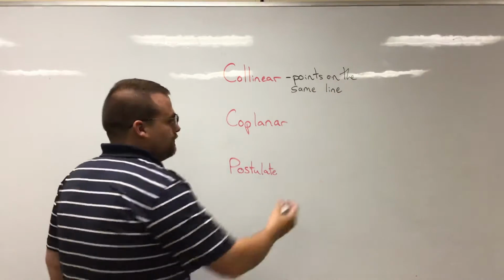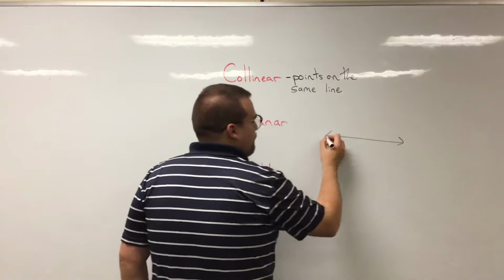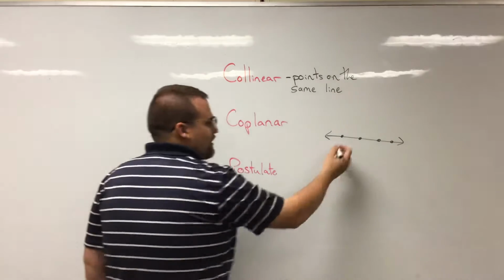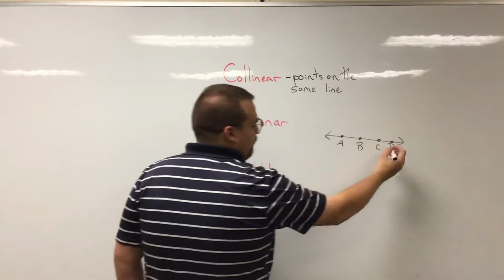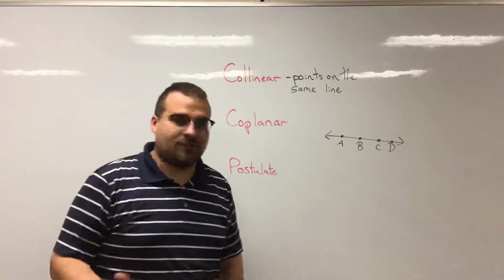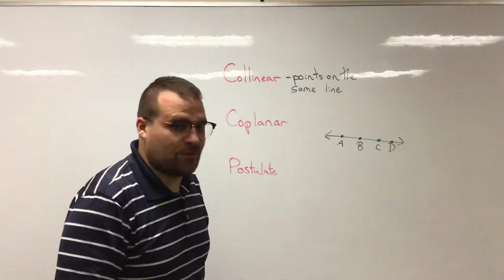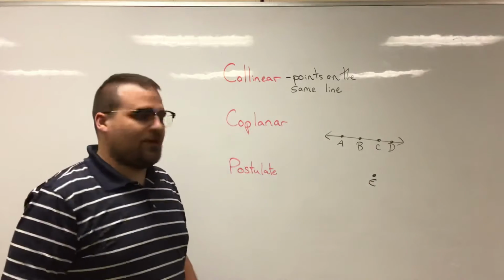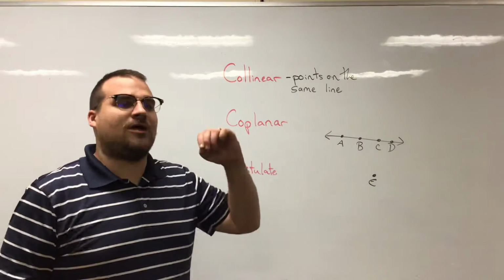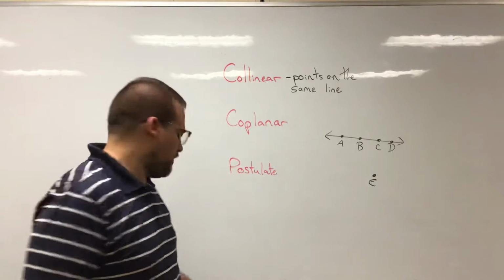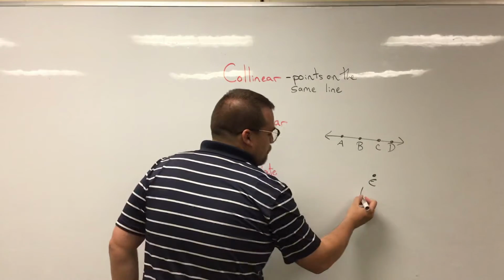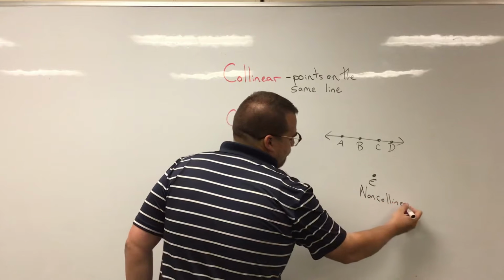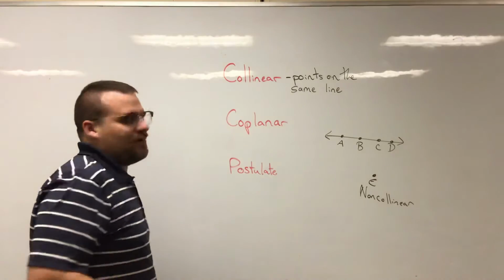So if you have this line right here, and you have point A, point B, point C, and point D, you could say all of those points are collinear because they're on the same line. However, if you had point E over here, then E is what we call non-collinear. And I'll go ahead and write that as well. So a point not on the same line as other points is called non-collinear.